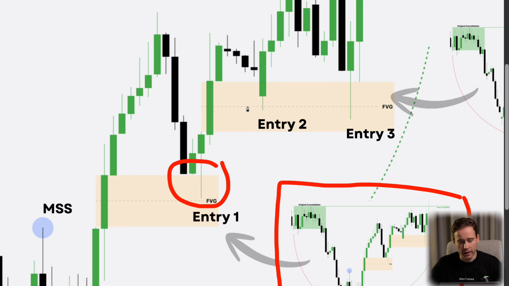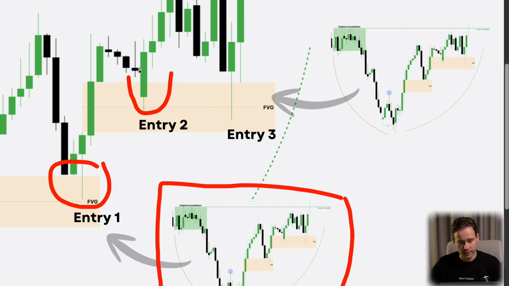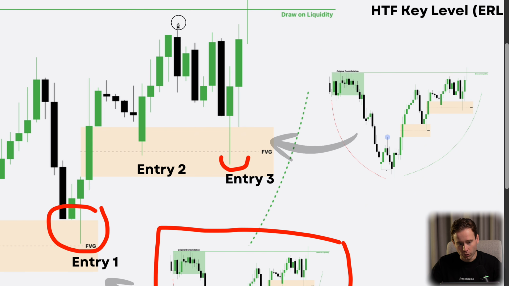Same here. If we have this candle, we zoom in on that candle on the lower time frame, we're going to see exactly that schematic. We have old highs here. That's the original consolidation. Then we have the sell side of the curve and the buy side of the curve. And same in the third entry, in this piece of price action. We have an old high sitting here, sell side of the curve, buy side of the curve, all on the lower time frame.